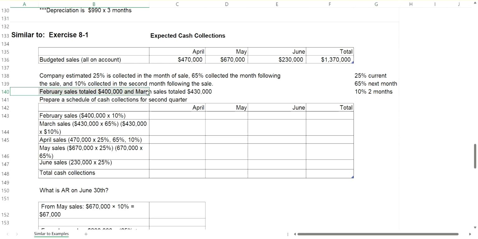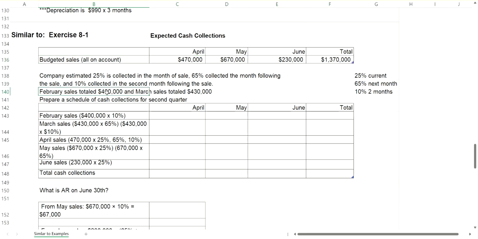Okay, here it gives me sales for February of 400,000, March of 430, and then up here it gives me sales for April of 470, May 670, June 230. And it wants me to determine how much cash do I expect to have coming in April, May, and June.